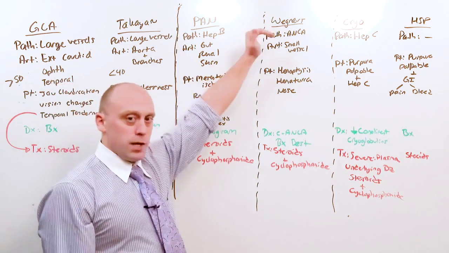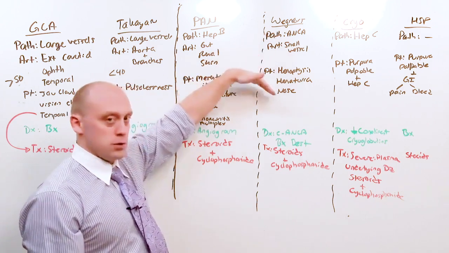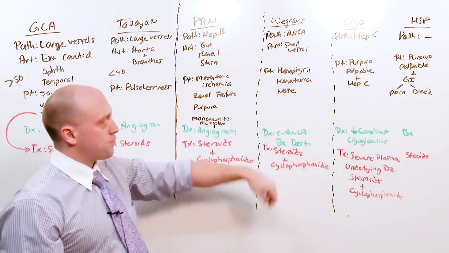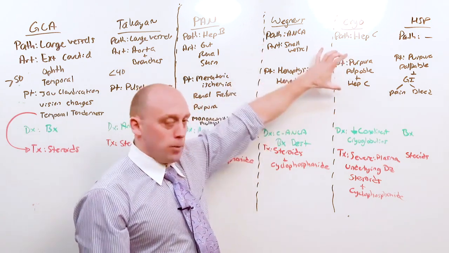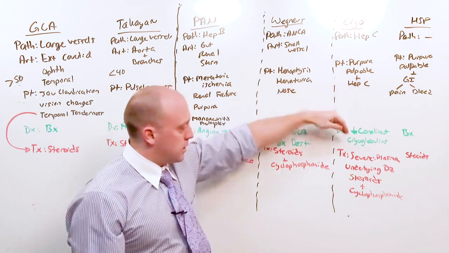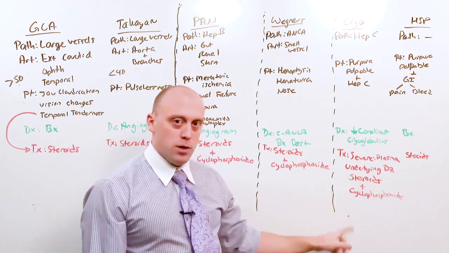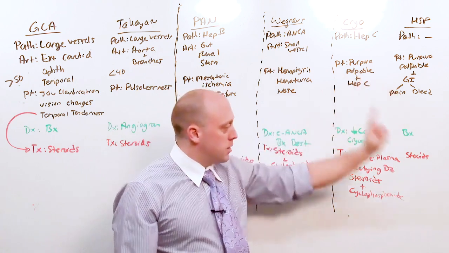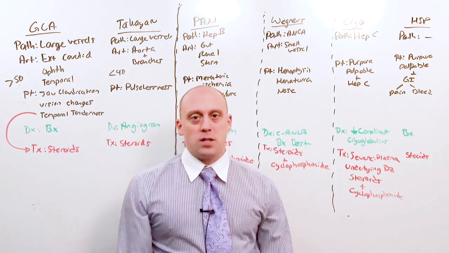For Wegener's, granulomatosis with polyangiitis, look for hemoptysis, hematuria, and something about the nose. C-ANCA, biopsy, steroids and cyclophosphamide. Cryoglobulinemia, hep C. Palpable purpura with hep C, get the cryoglobulins. And then depending on how bad it is, the treatment's variable. Henoch-Schönlein purpura, palpable purpura, and GI symptoms. Get a biopsy of the skin, give them steroids. That's what you need to know about the vasculitides.